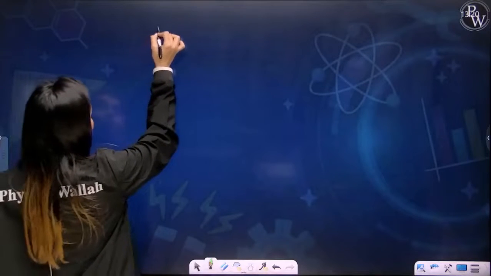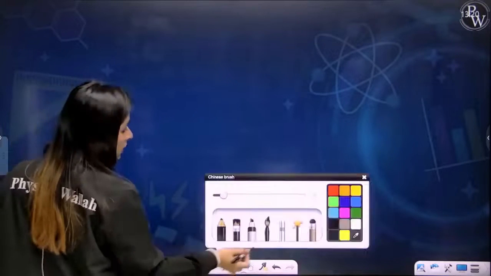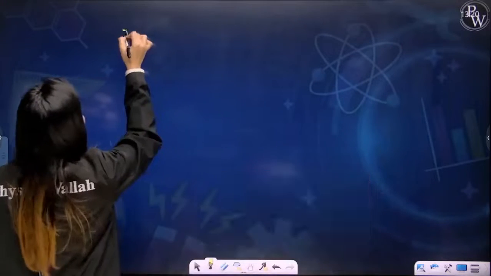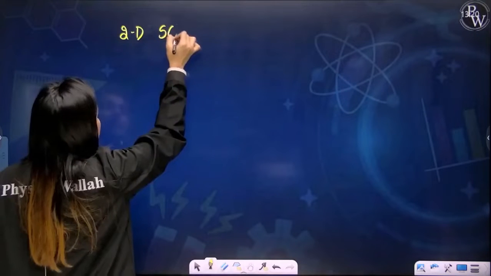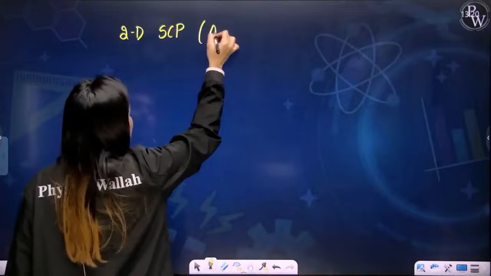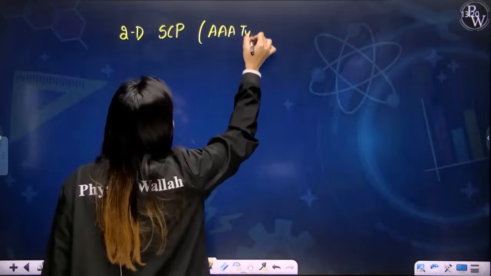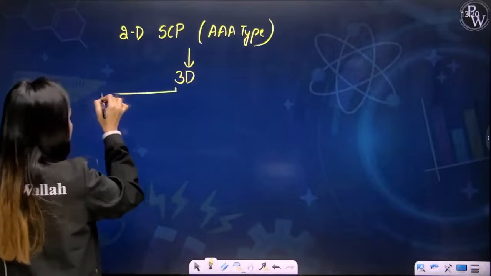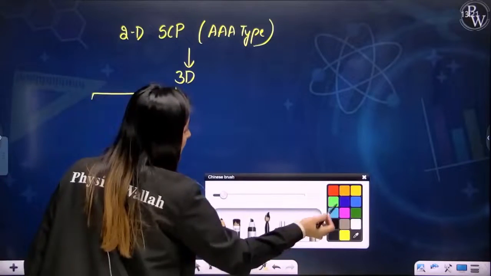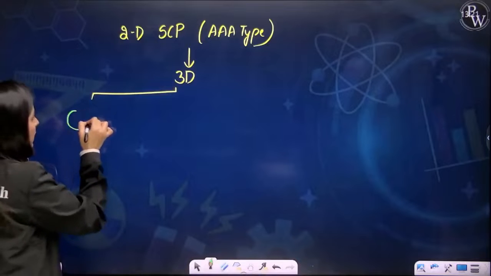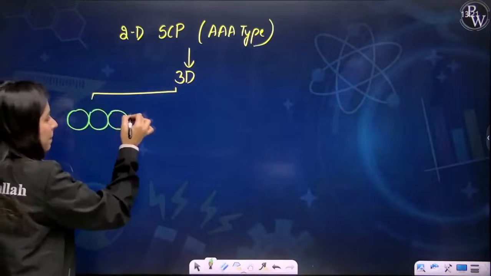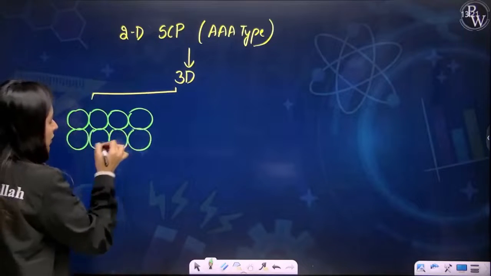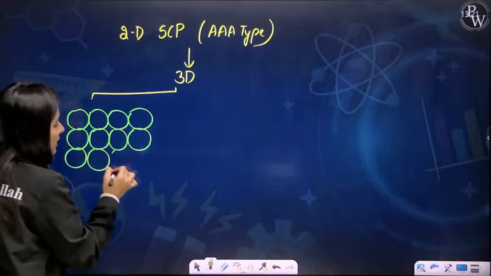Let's say now we are going from two-dimensional SCP, that is your square close packing layering, which was AAA type of layering, to the three-dimensional part. So how can it be? It can be in two different ways. Either you layer so that you will have the first layer the same, AA type. Now what you have to imagine is that this is your A layer.